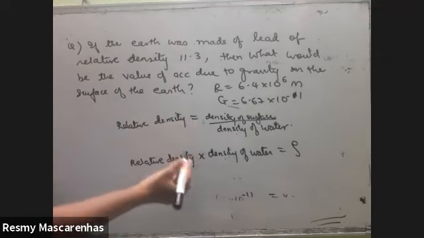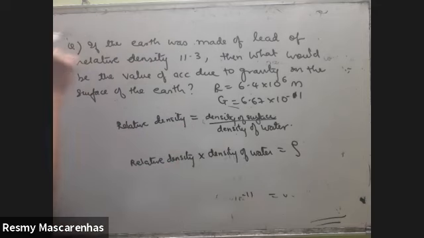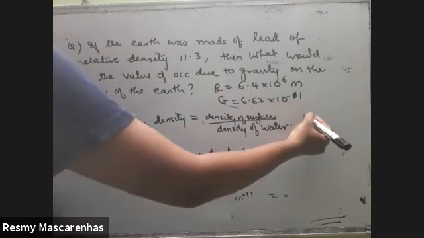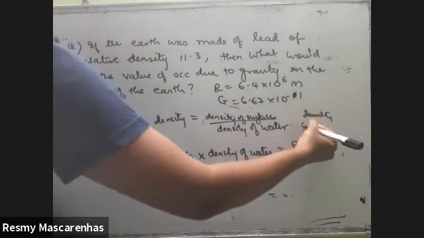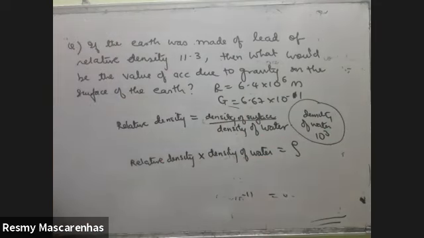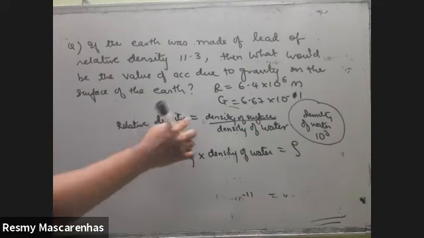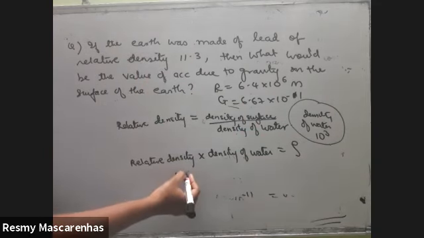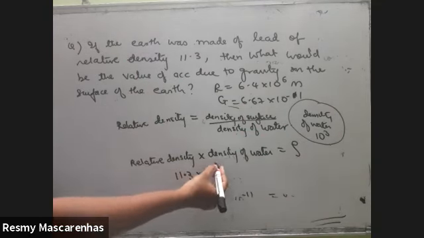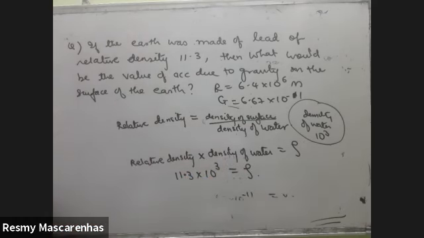Even though the density of water has not been given here, remember that the density of water is to be taken as 10 raised to 3. Sometimes they mention it, sometimes they don't give it. So this is given as 11.3 into 10 raised to 3. That will be our rho.